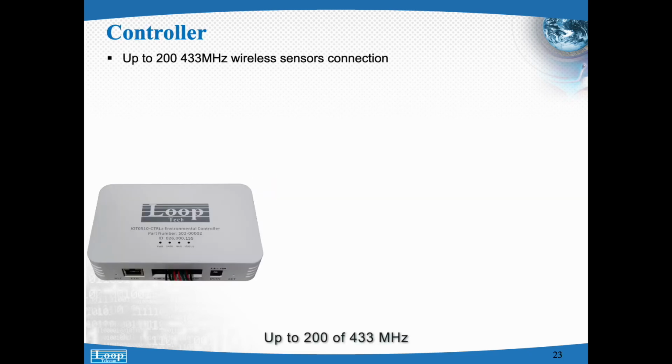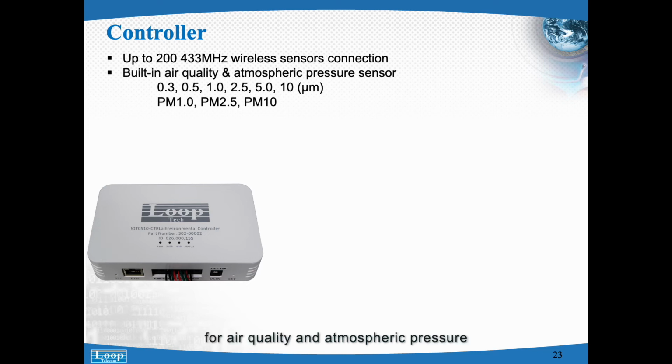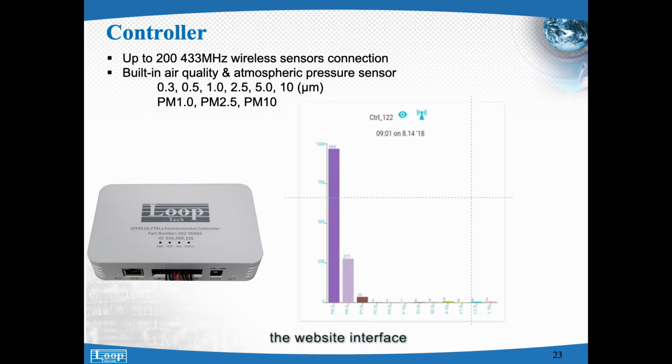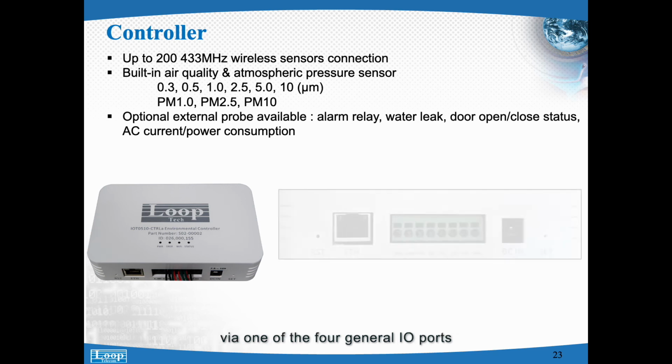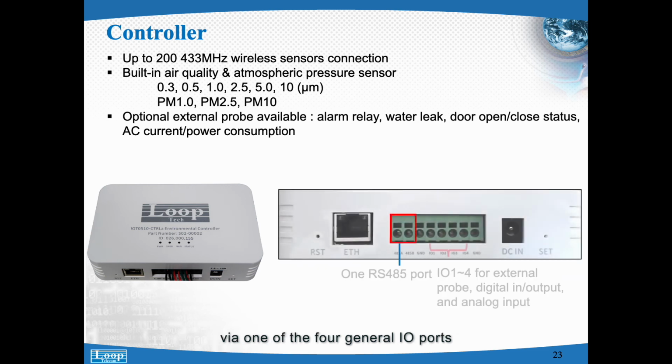Up to 200 of 433 MHz wireless sensors connection. The controller of IoT0510 provides excellent wireless sensor management and it supports mesh redundant backup. Controller also comes with built-in sensor for air quality and atmospheric pressure. The detecting result can be displayed on the website interface. Like wireless sensor, the controller can link external probes via one of the 4 general I/O ports.